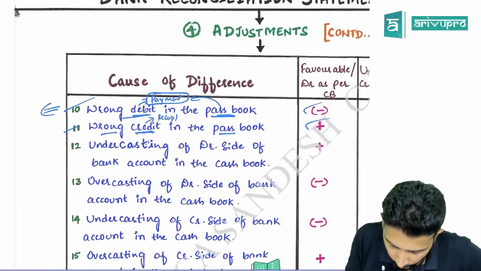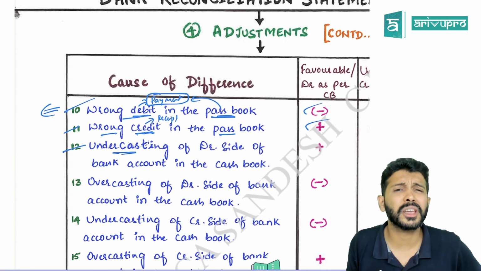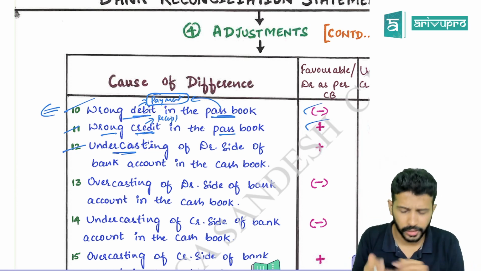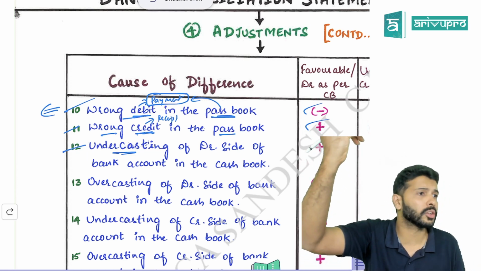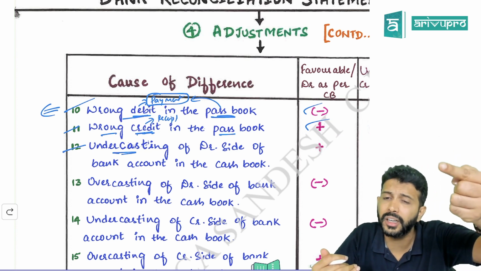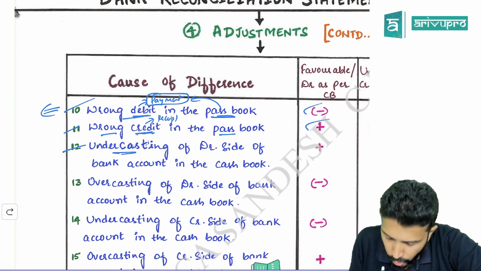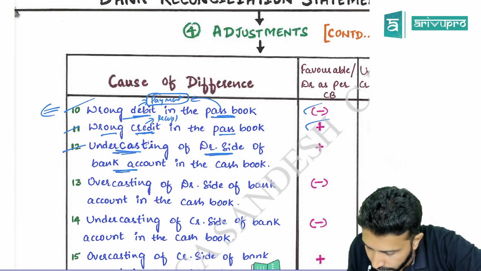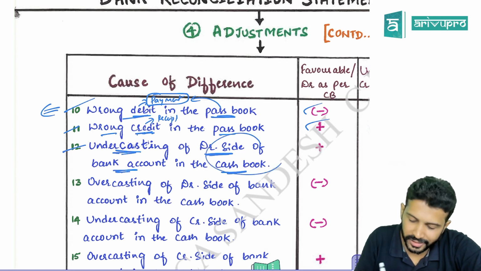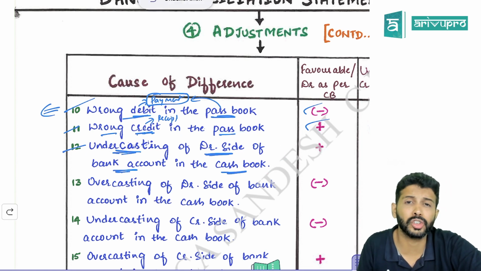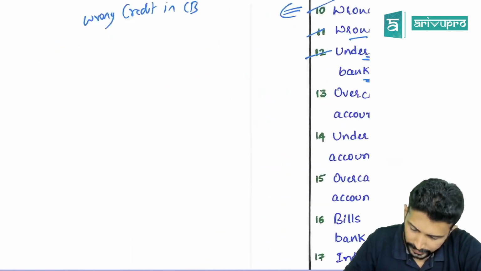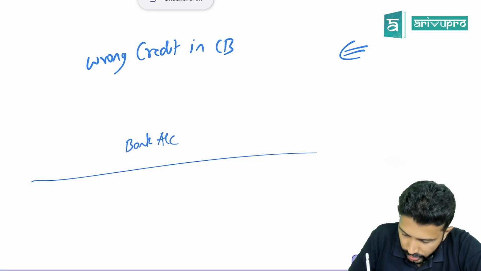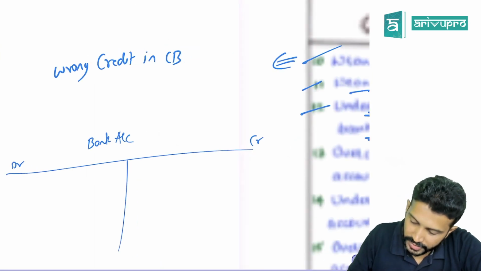Okay. Next, undercasting. Undercasting means showing more or showing less? Casting is total. If they use the term under, it is showing the total on the lesser side. If they say overcasting, showing it on the higher side. So you're doing an undercasting of which side? Debit side of the bank account in cash book. Cash book here means what, sir? Represents which account? Cash account or bank account? Bank.